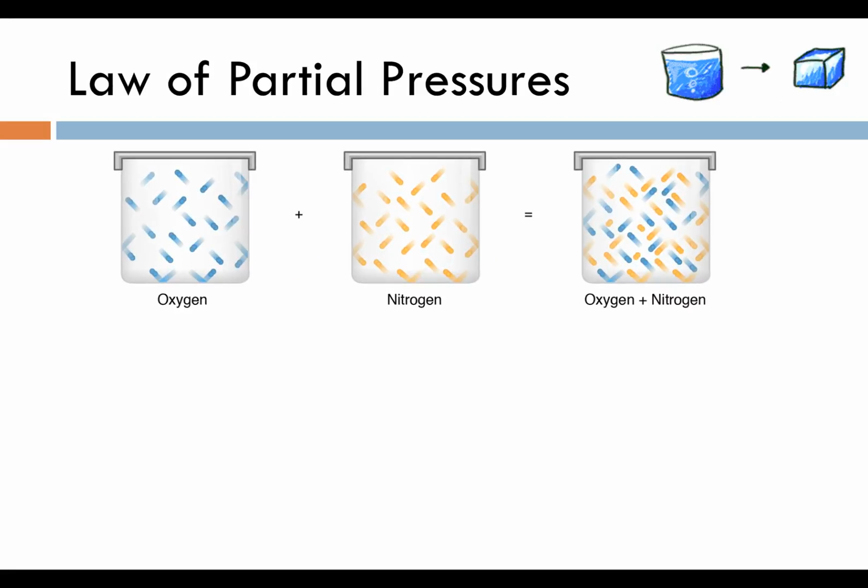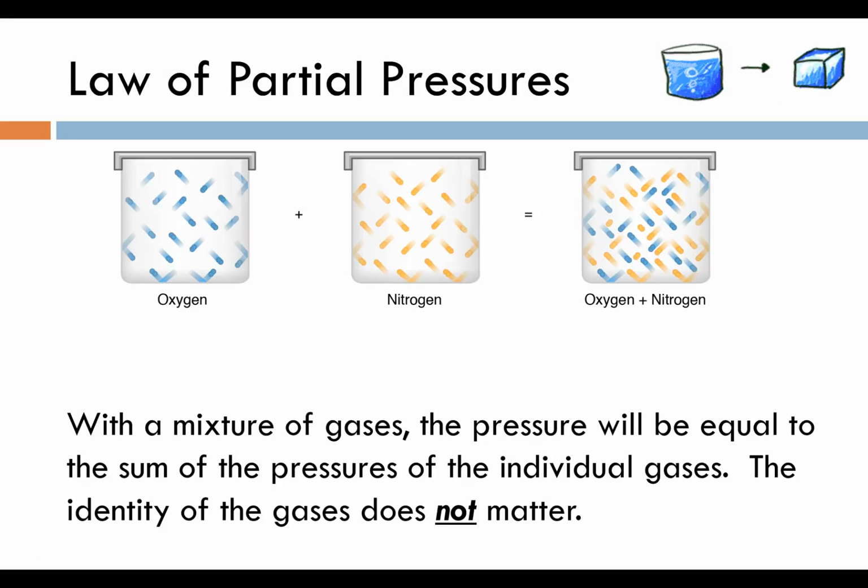So in this case, I've got oxygen, nitrogen, and then a mixture of oxygen and nitrogen. According to the law of partial pressures, if you have a mixture of gases, the pressure will be equal to the sum of the pressures of the individual gases. It turns out the identity of the gases does not matter.